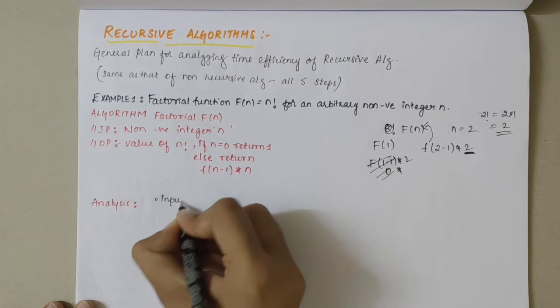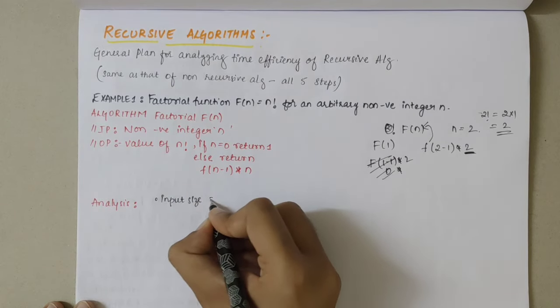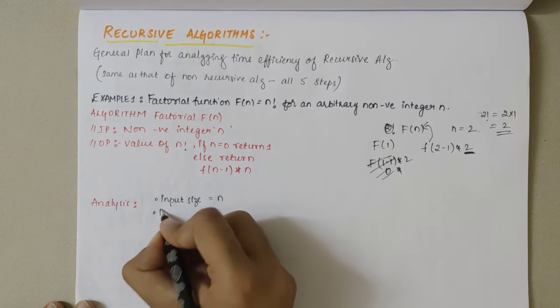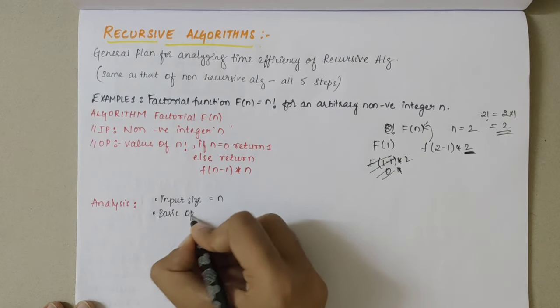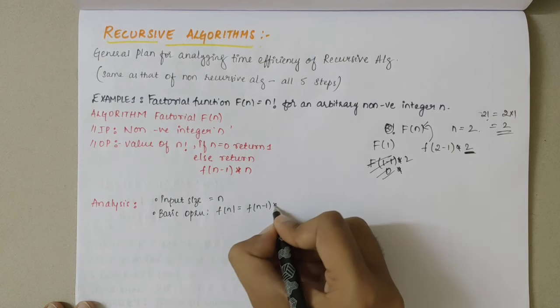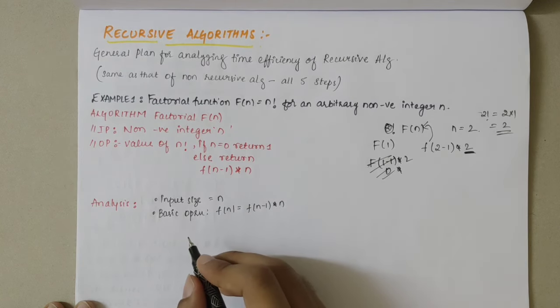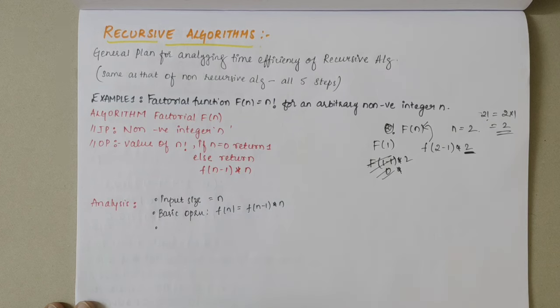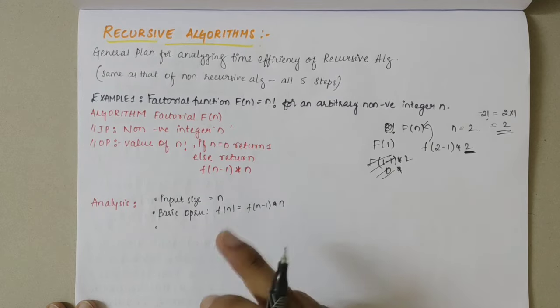My input size is n, and the basic operation here is f of n is equal to f of n minus 1 into n. So this is the basic operation. My 3rd step is the basic operation count is based on the algorithm basic operation setup. That is the recurrence relation here. This is the recurrence relation, right?